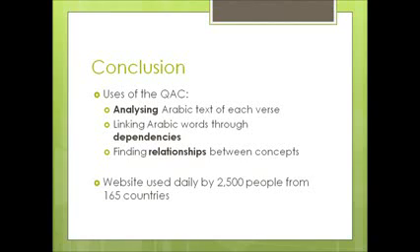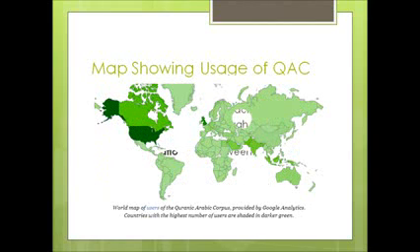The website is widely used around the world on a daily basis. It is used by over 2,500 people from 165 different countries every single day. This map shows worldwide interest in the Quranic Arabic corpus provided by Google Analytics. Countries with the highest number of users are shaded in darker green.